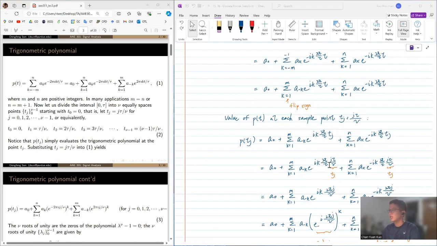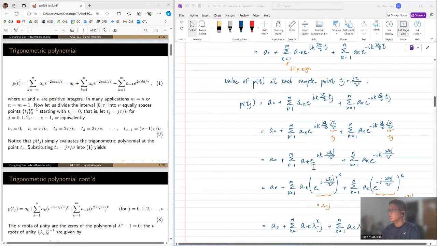And you can see that here we will have tau in the denominator and also a tau in the numerator. Because of this, we can cancel them out. And in the end, we will be left with 2 pi j over nu and also 2 pi j over nu over here. Now you can see that e to the ik times 2 pi j over nu can actually be seen as the kth power of e to the i times 2 pi j over nu. Similarly, e to the negative ik times 2 pi j over nu can be seen as the kth power of e to the negative i times 2 pi j over nu.